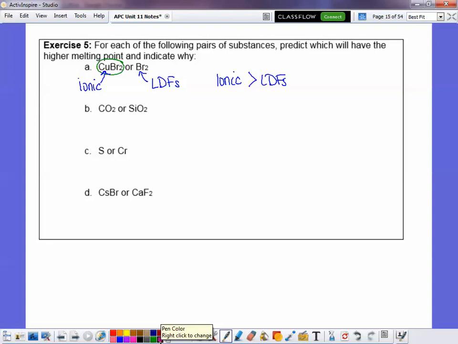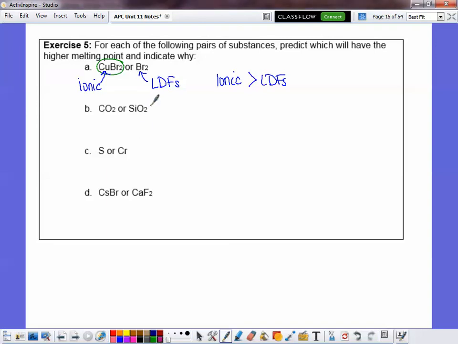CO2 versus SiO2. These are both nonpolar molecules. What do you think? They're both nonpolar. So remember, for nonpolar molecules, how do you increase the strength of the London dispersion force? More electrons. So it would be SiO2, but it's actually not because it's London dispersion forces. I've been lying to you.